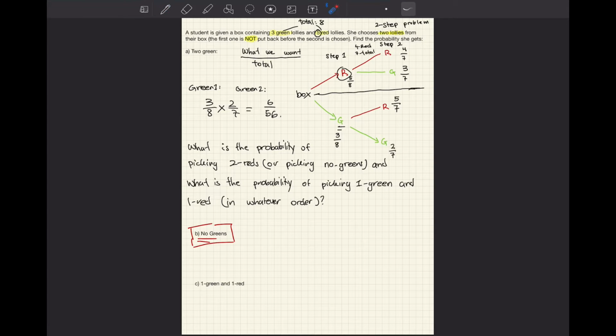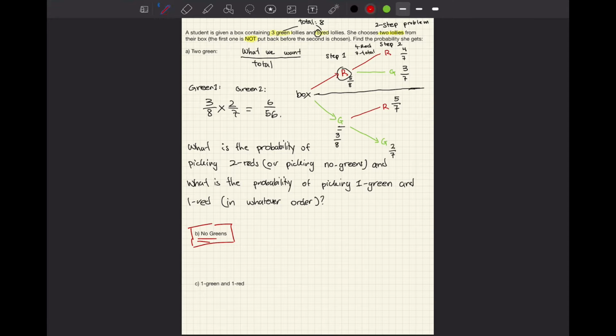So what does this mean? No greens is very hard to calculate. Well, to calculate no greens by itself would be quite a difficult challenge because we'd have to calculate the probability of not getting this and the probability of not getting this green here. But there is a much simpler calculation that we can do, and I alluded to this at the end of my last video, and that is we can use this branch here, the probability of getting two reds, to help us understand the probability of getting no greens.